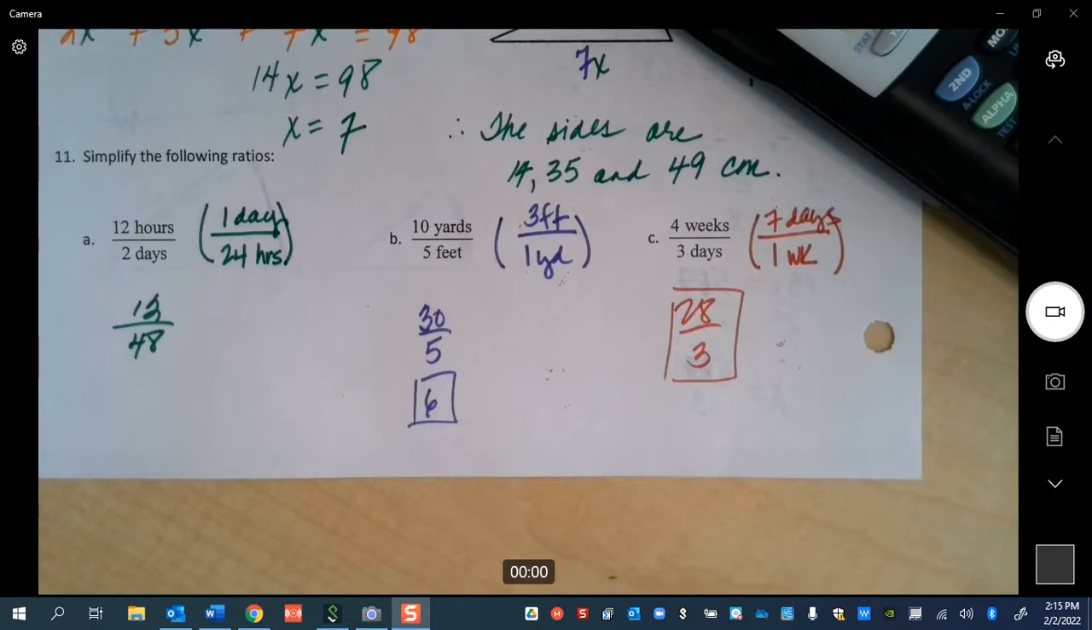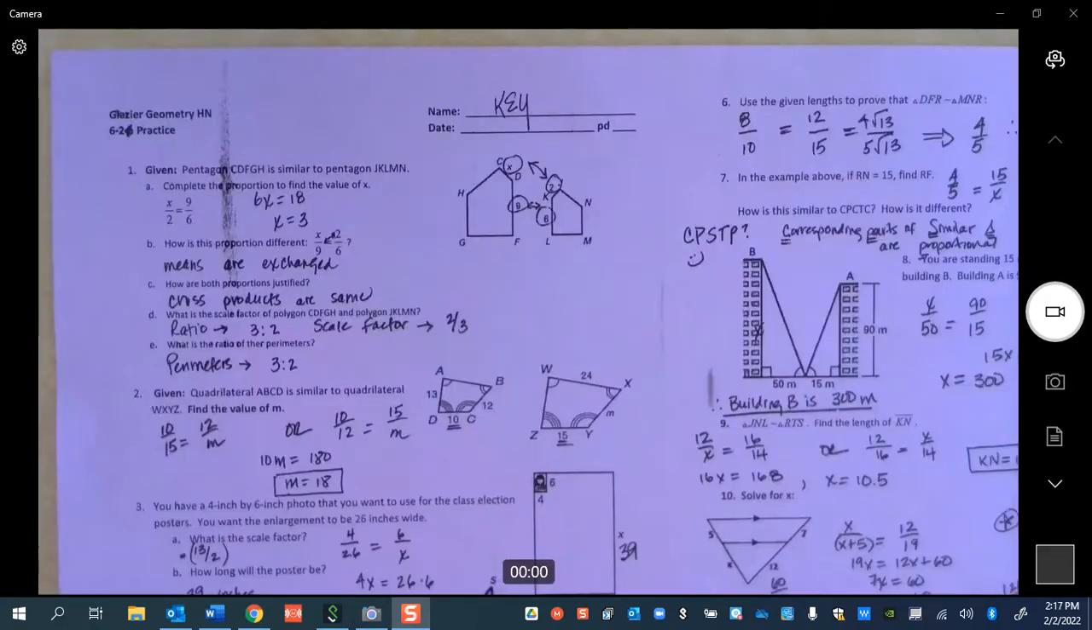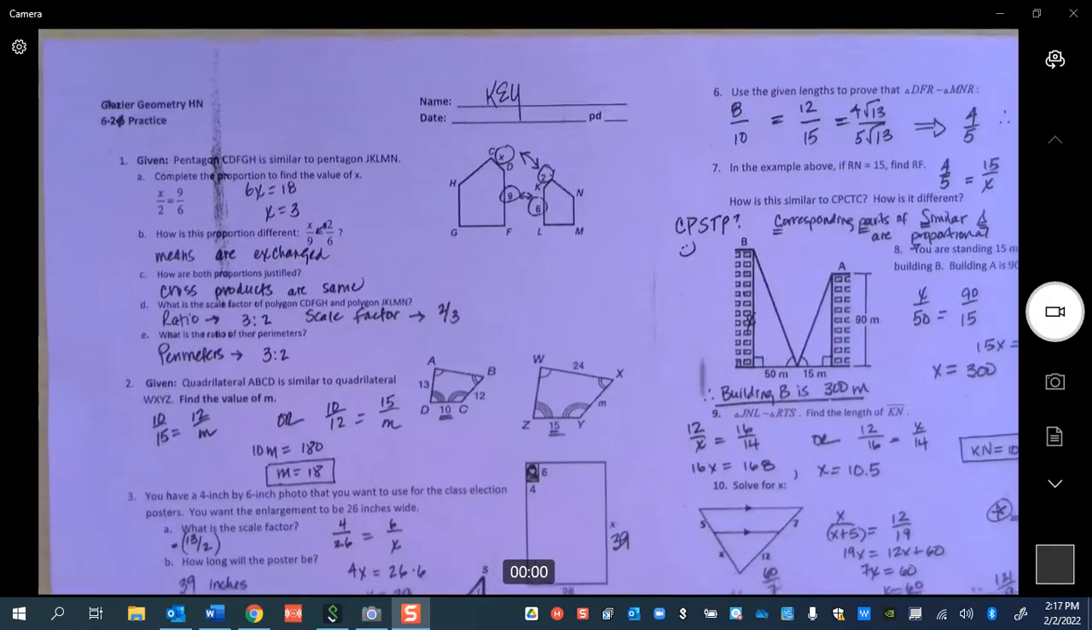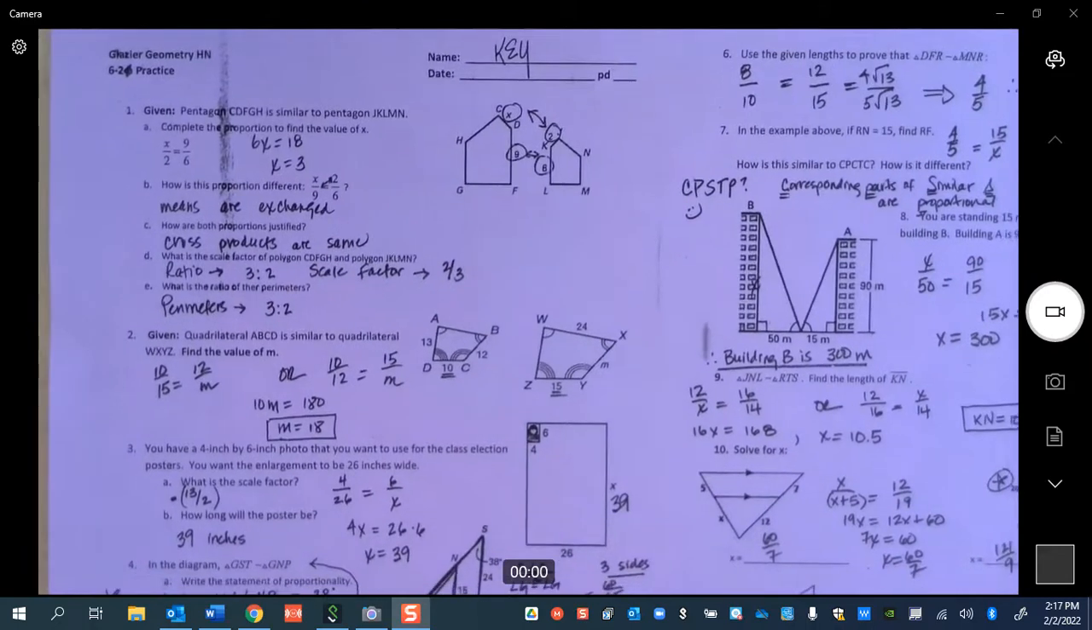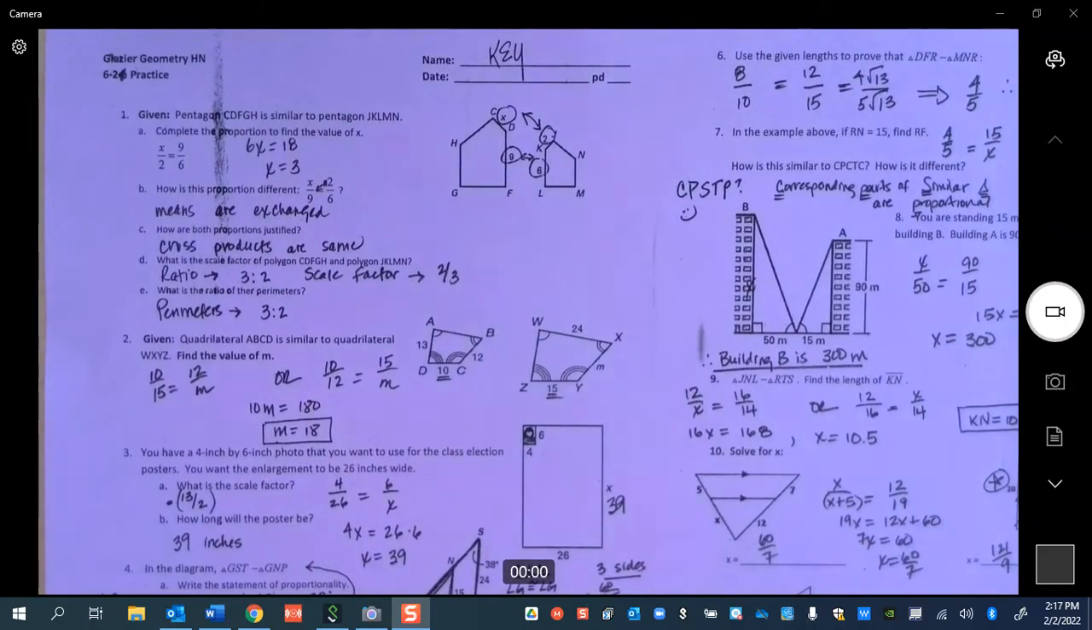Alright, take out homework 6-2. Did everybody get a key? Let me know what you need. Alright, let's talk about this first page. Anybody have any questions on this first page that they want to talk about?